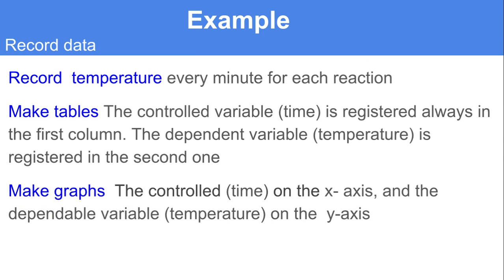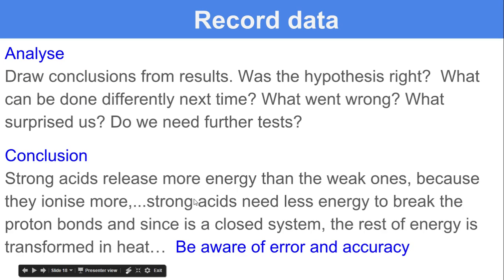And while we do the experiment, we record data. Record the temperature every minute for each reaction. So we start the watch, and every minute we record the temperature and make tables. We have to keep in mind, when we make tables, the controlled variable, the one that we control and change, is registered always in the first column, and the dependent variable is registered in the second one. If you make graphs, the controlled one is always on the x-axis, and the dependent variable, the one that we measure, is on the y-axis.